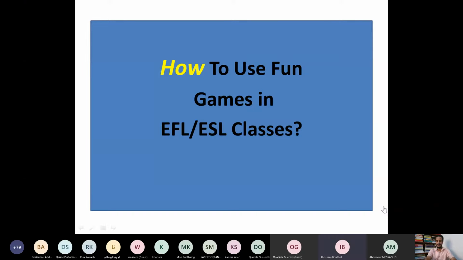Okay, let's see if we have someone who wants to speak. Yeah, I can see Wahida. She's raising her hand. Yes, Wahida, go ahead. Yes, I think to use fun games in EFL or ESL classes is first to look for the appropriate or the good timing, to choose whether it is to be used in the beginning of the class or at the end of the class. Yes? Very, very interesting. So time. Okay, Wahida.